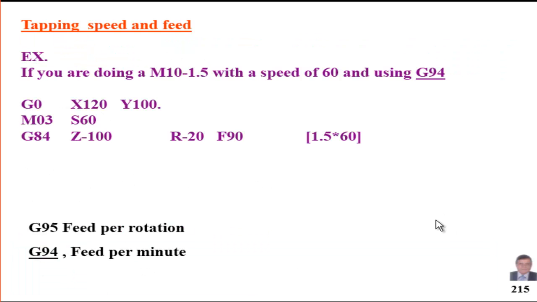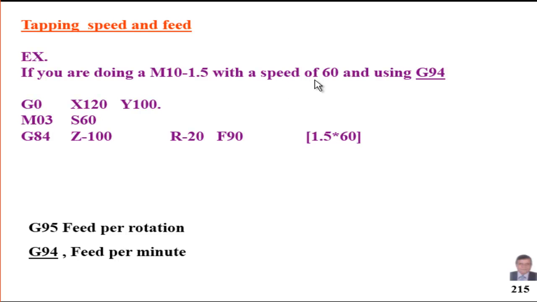For example, if we apply this on this example, if we are doing a metric thread, now it is not an imperial thread, it is a metric thread. Metric thread is given directly the pitch. So this is the pitch. We don't have to calculate the pitch as we did before. So this is the metric thread. The diameter is 10 and the pitch is 1.5.